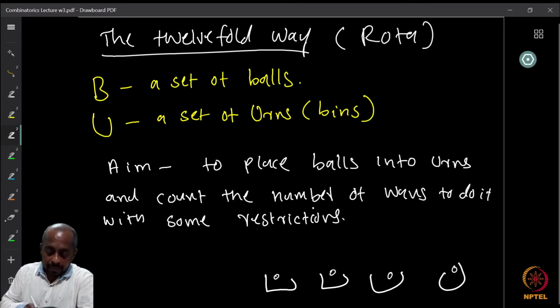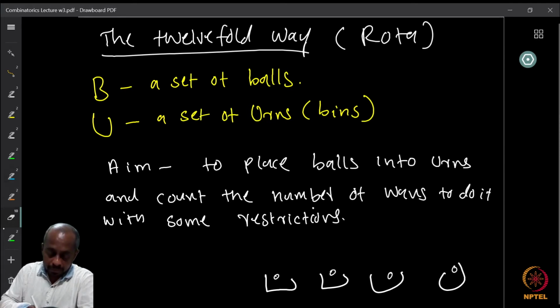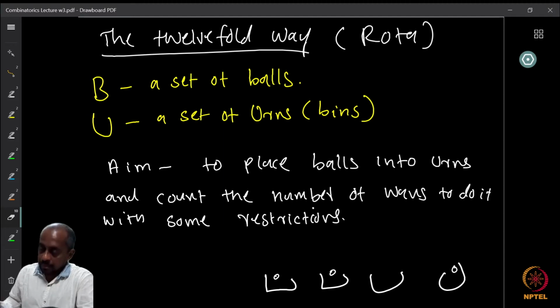Another restriction that you can put is that every box should have at least one ball. You say that every box must have at least one ball. In the other case, you can say that every box must have at most one ball. So the first case was the at least one ball. Then you will say that you can have 0, but you must not have more than one. So these are some kinds of restrictions that you can put.